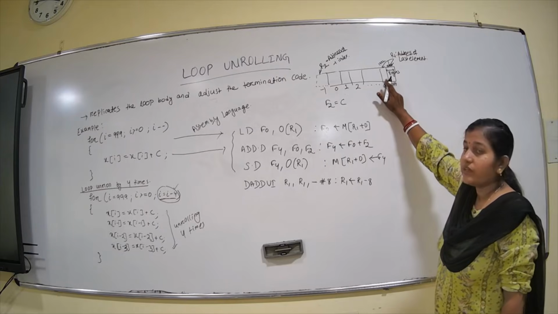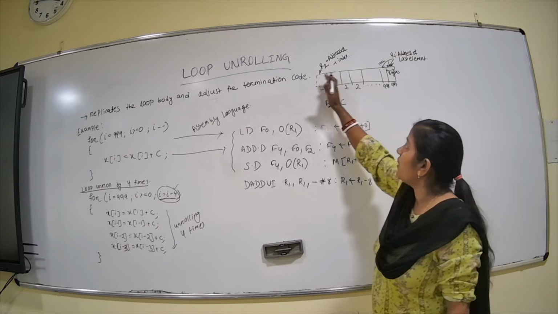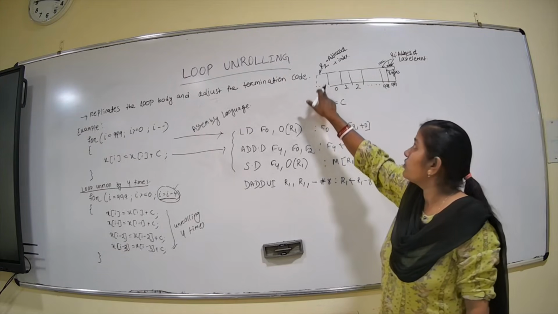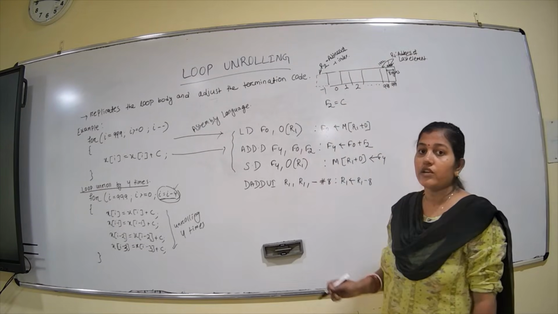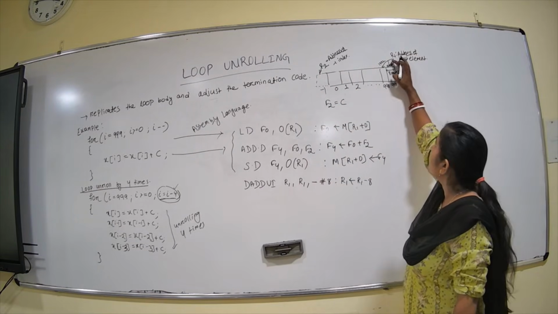Is it the minus 1 index? That means when you are decrementing the R1 value, R1 points to here. That means you will check this R1 to R2. Now we check this R1 to R2.